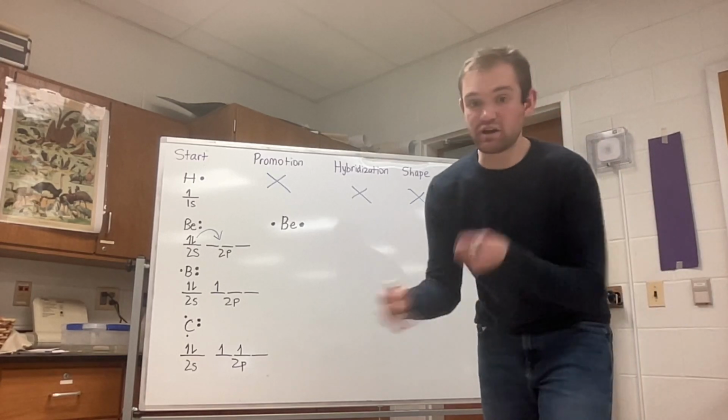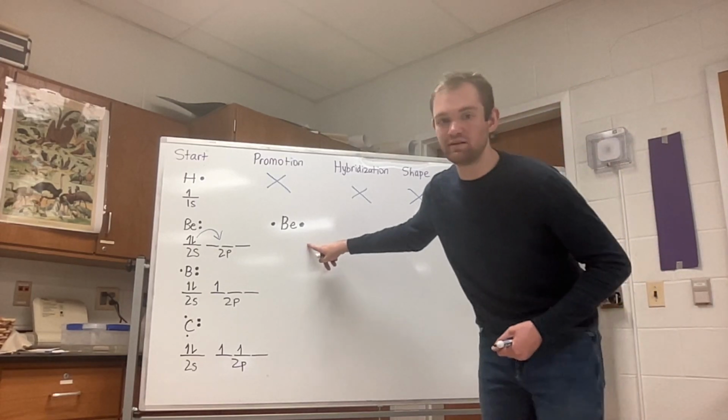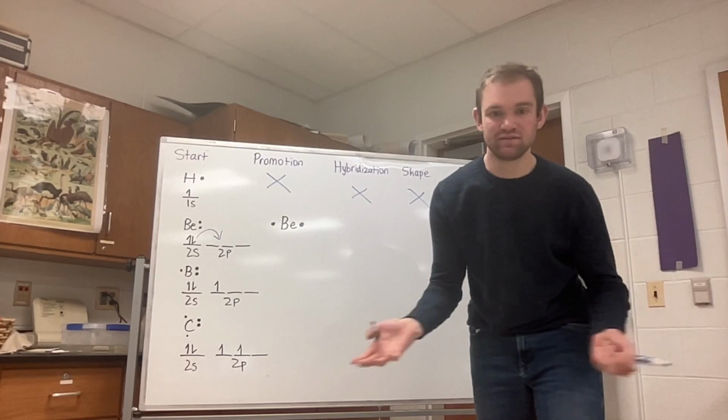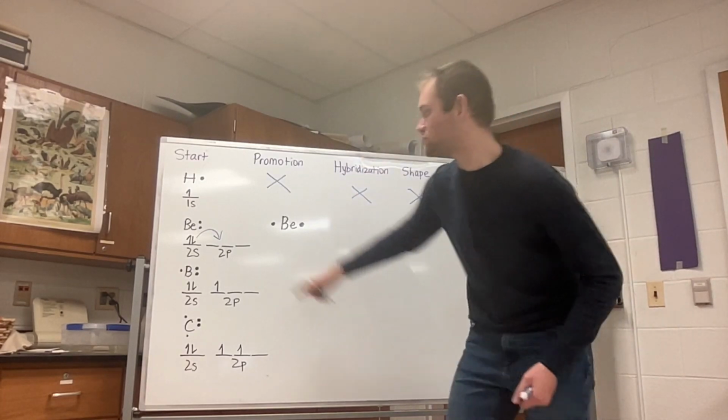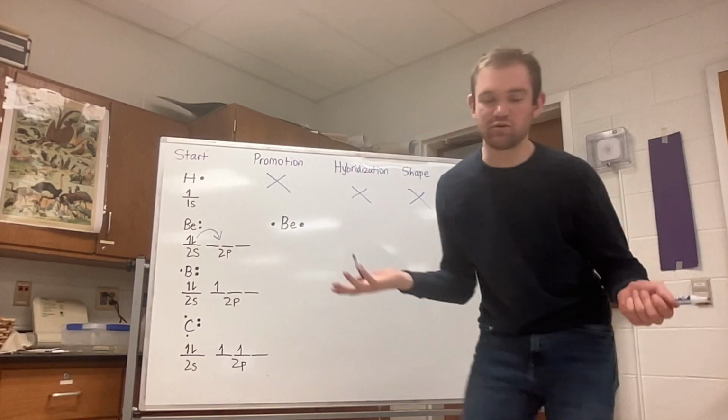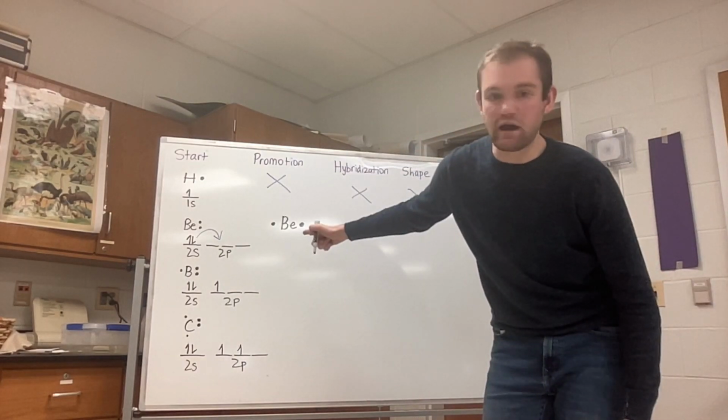Because covalent bonds share electrons. If you're a loner, you're going to be a bond. So you connect the dots, if that makes sense. You can't bond a pair. That's a lone pair. So beryllium is now going to look like this.